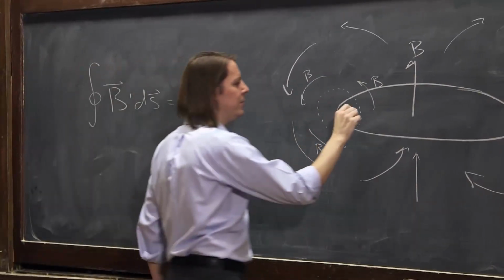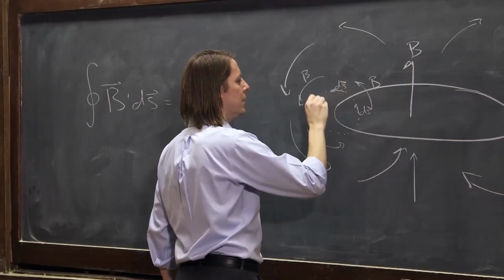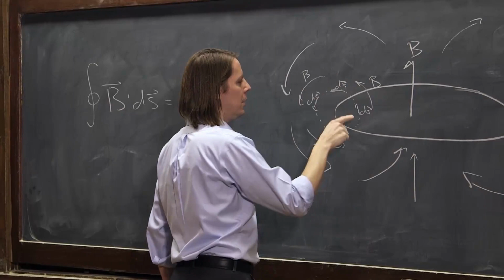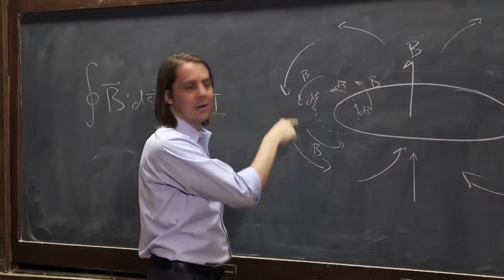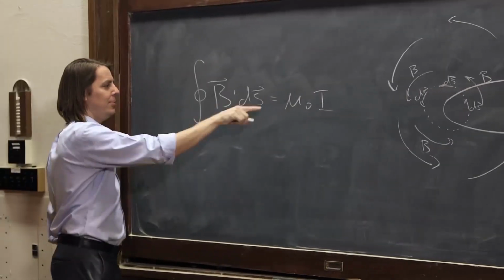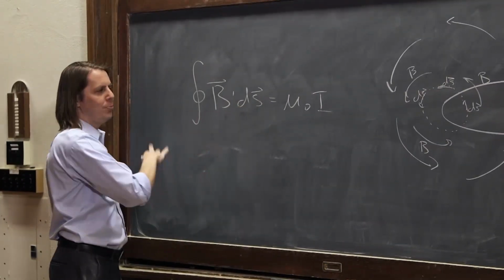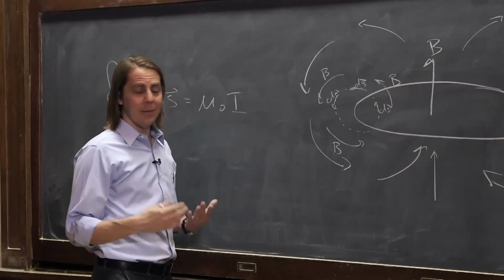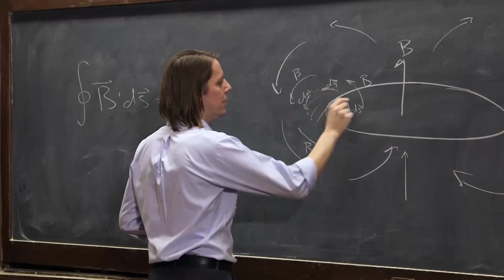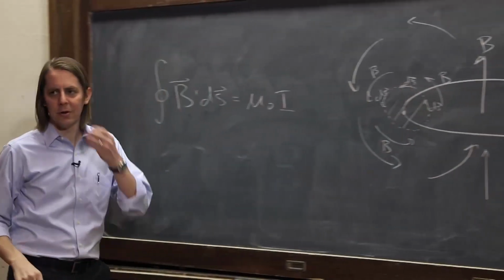So if we walk around it this way with our ds's, like that, you can see that ds and B are always going to be more or less in the same direction. Therefore, you're going to get a big whopping value here. Adding up a bunch of positive things all the way around the loop, you get a big number. So for that one, does the current penetrate the Amperian loop here? And the answer is yes. It had to have come through the Amperian loop right there.